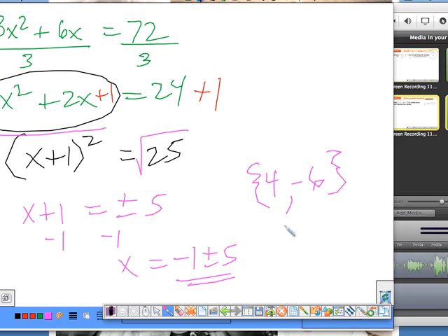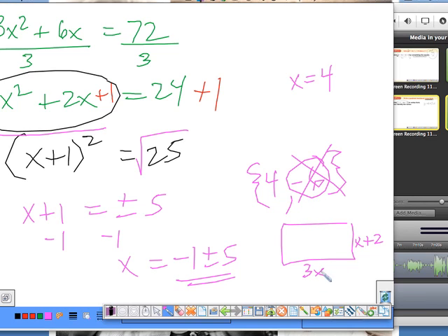But the rectangle was 3x and x plus 2. If you put in negative 6 right here, that would be negative 18 length. Can't have that. So we have to get rid of this solution. The only solution we actually have is x equals 4.